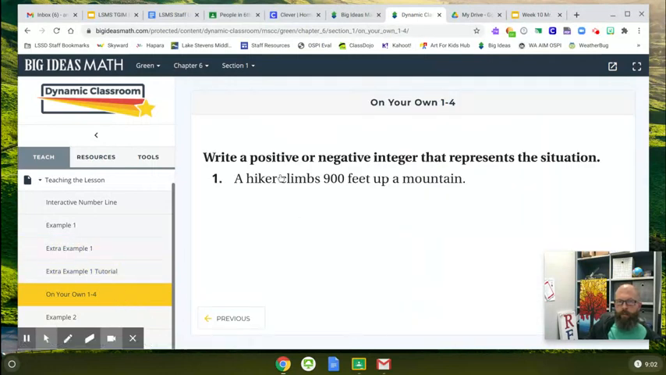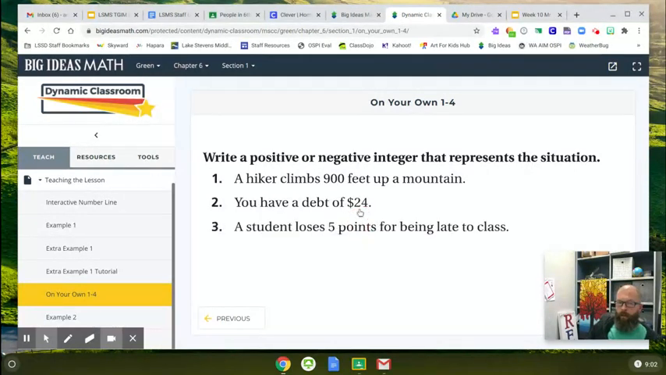So let's try these and we'll do them together. Write a positive or negative integer that represents the situation. A hiker climbs 900 feet up a mountain. Probably positive, right? Above the ground. You have a debt of $24. That means you owe somebody $24. That's going to be negative. A student loses 5 points for being late to class. You lose points. That's -5. A savings account earns $10. Earning is adding, so that's going to be +10.